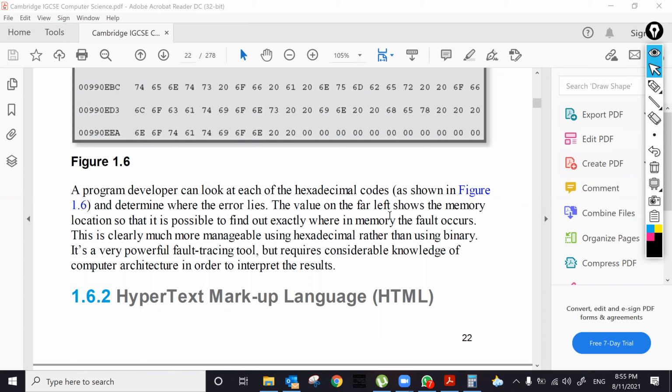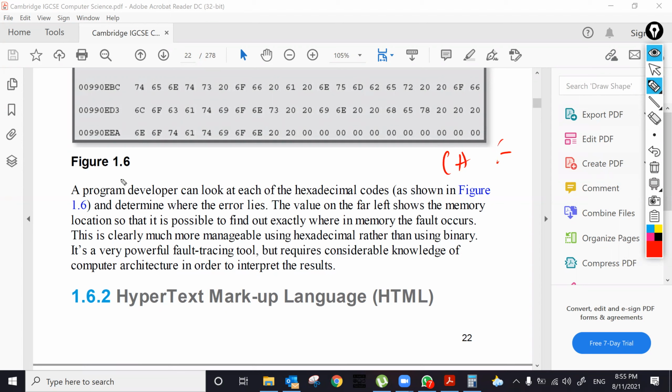The values on the far left show the memory location, so it is possible to find out exactly where the memory fault errors are. This is clearly much more manageable using hexadecimal rather than binary. It is a more powerful fault tracing tool but requires considerable knowledge of computer architecture in order to interpret. So it's like this, right? We say computer architecture, CA. CA means computer architecture.